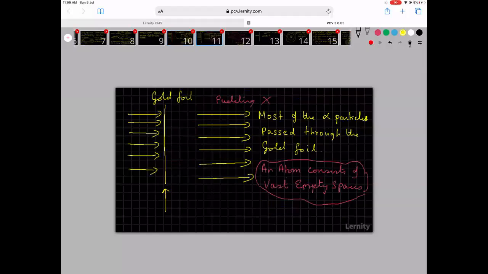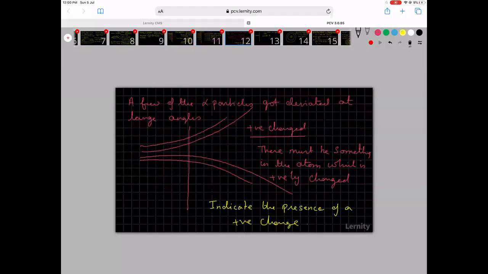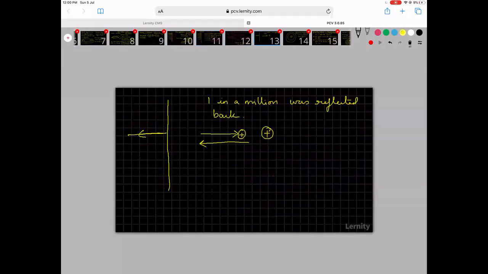Then he saw that most of the alpha particles were passing through. If there was a lot of mass and the alpha particles hit it, they would have been stopped, but they were not stopped, which means that an atom has vast empty spaces. Then a few particles were deflected at large angles, meaning that there must be something positive which is pushing away the positive charge. Very, very few alpha particles, almost 1 in a million, got reflected back, indicating, one, that there is a positive charge, and two, that this positive charge is very heavy, so heavy that it is able to reflect the alpha particle.